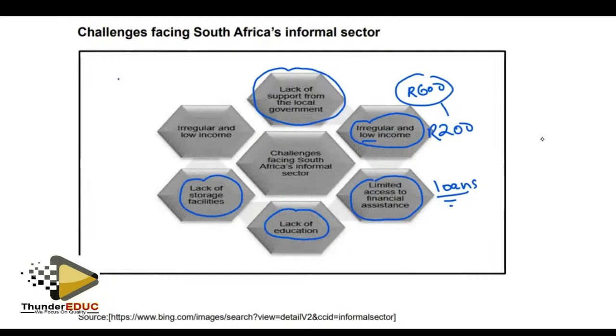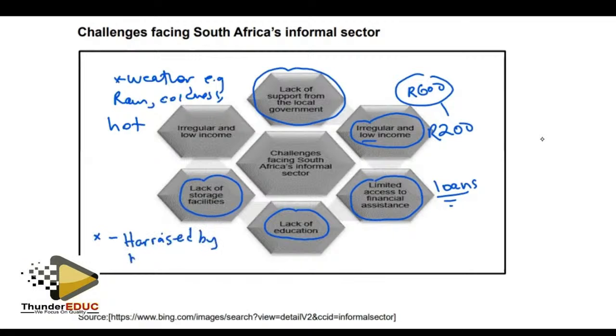We can mention the weather conditions, e.g., at times it could be rain, coldness, and heat. It is too hot. So also this becomes another challenge. And as well, we could say they are harassed by the municipality, which becomes another challenge among other challenges. All right.